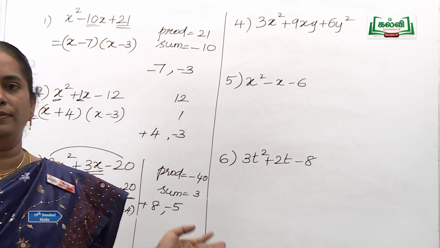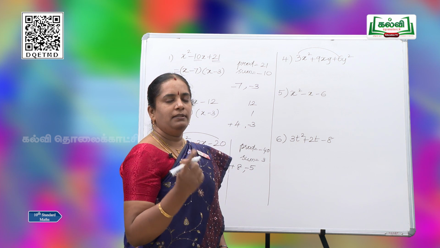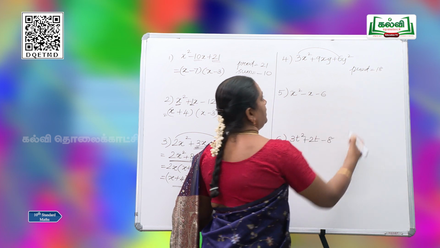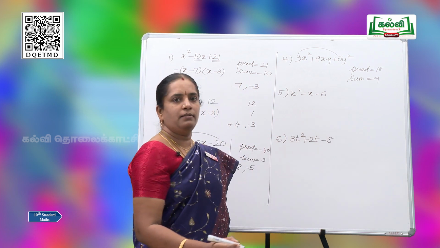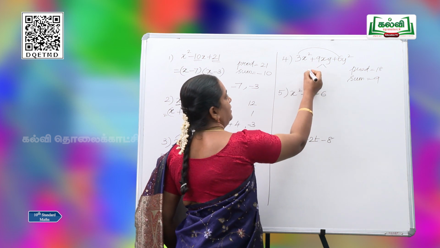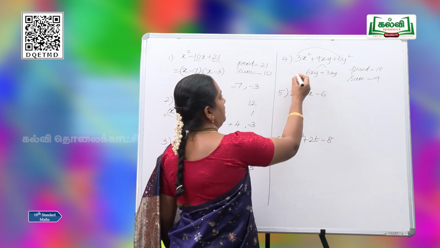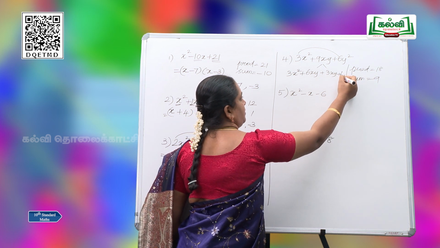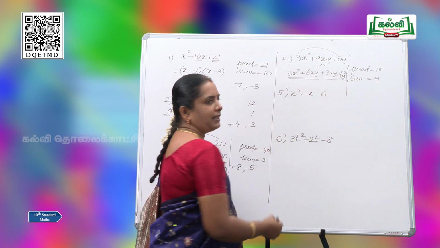See, x square has a coefficient 3. So, the product of the numbers is 3 into 6, that is 18. So, the product is 18 and the sum is 9. What 2 numbers? Very good, 6 and 3, very good. So, we are going to split the middle term as 6xy plus 3xy, and the first and the third terms remain as 6y square and 3x square. So, you have to use the grouping and factorize.